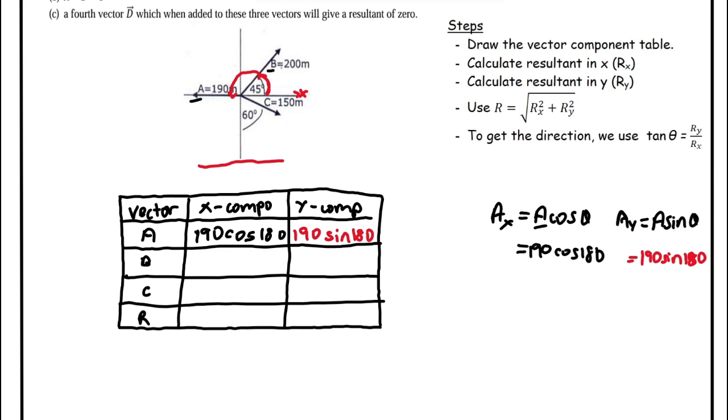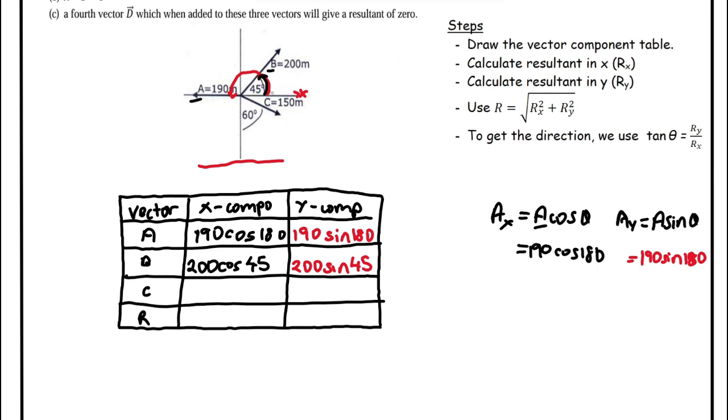This goes on for B and for C. So to get the X component for B, this will be 200 cos, what's our theta? Our theta is 45 degrees. So that's 200 cos 45. And the Y component will be 200 sine 45.